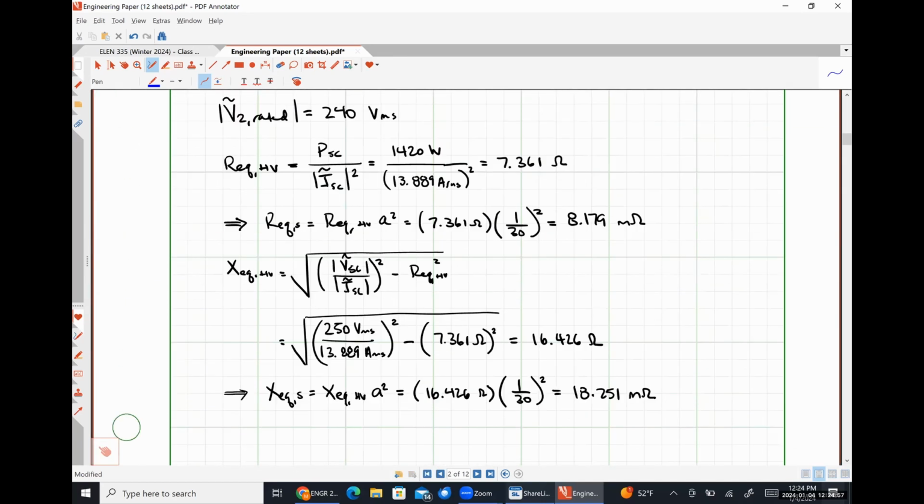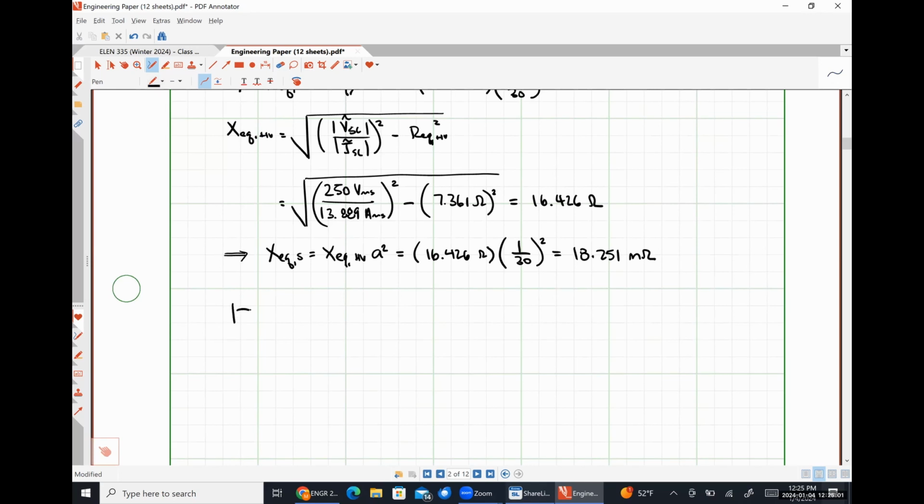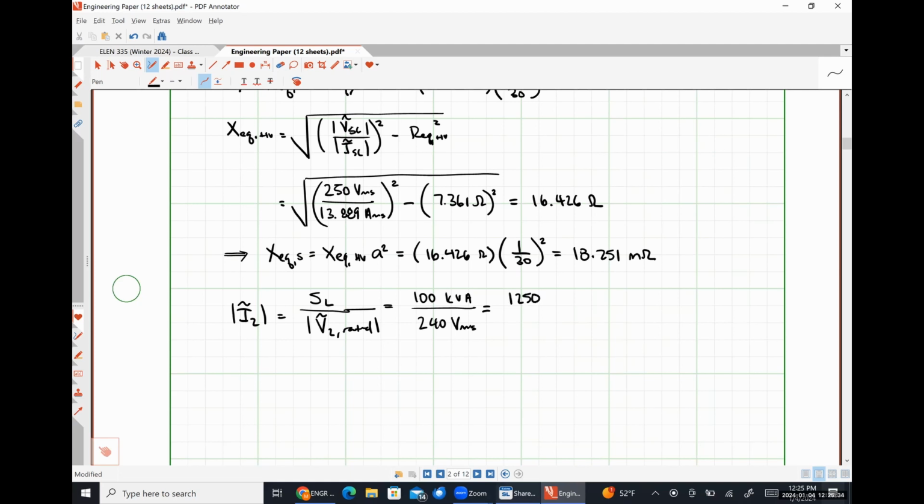Okay. So the magnitude of I2 is just going to be that rated apparent power divided by our rated voltage, 100 kilovolt amperes divided by 240 volts RMS, which comes out to be 1,250 over 3 amps RMS, or 416.667 amps.